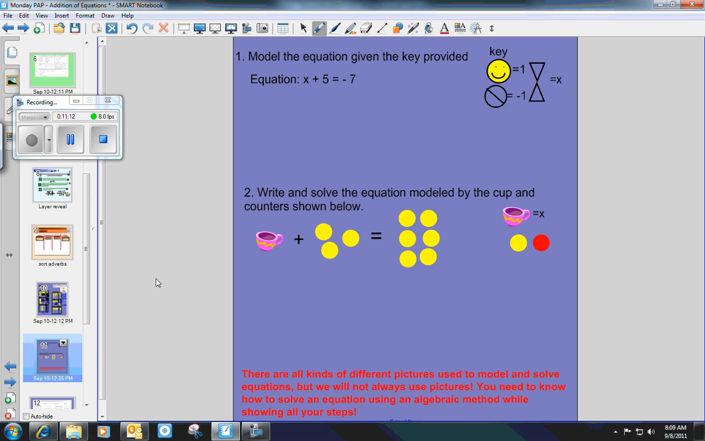All right. Okay, so modeling these equations, those are examples number 1 and 2 on the second page of your notes. I want you to go ahead and model these out and solve them with the keys that are given to you. So on your key, a positive 1 is worth a smiley face. Negative 1 is worth a no sign. And then you've got the hourglass kind of thing for x. So I'll help you model the first one. You would draw x and 5 positives.